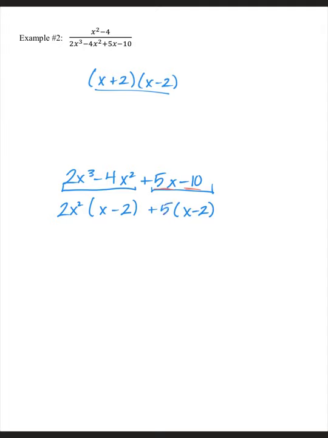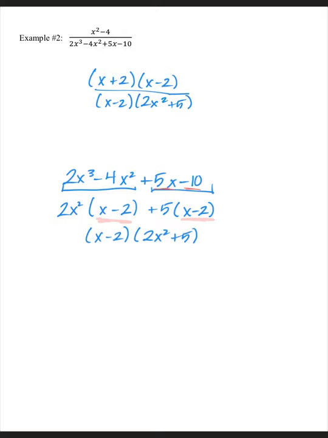To finish this off, I look at my repeat between my 2 terms, which is x minus 2, which means this is also a greatest common factor. X minus 2 is that common factor, which would leave me with 2x squared plus 5. So I now factored that polynomial into x minus 2 times the binomial 2x squared plus 5.